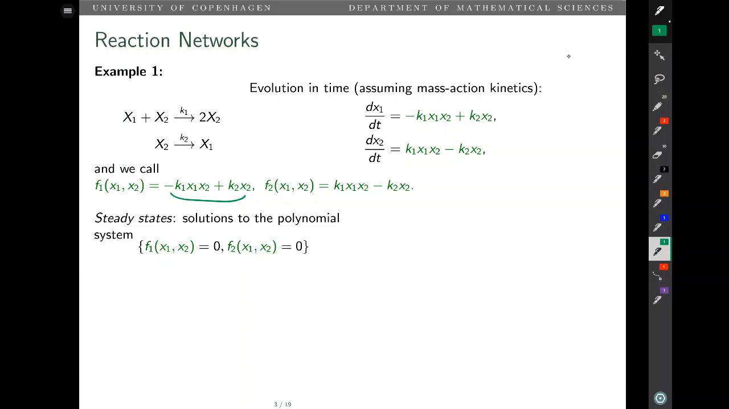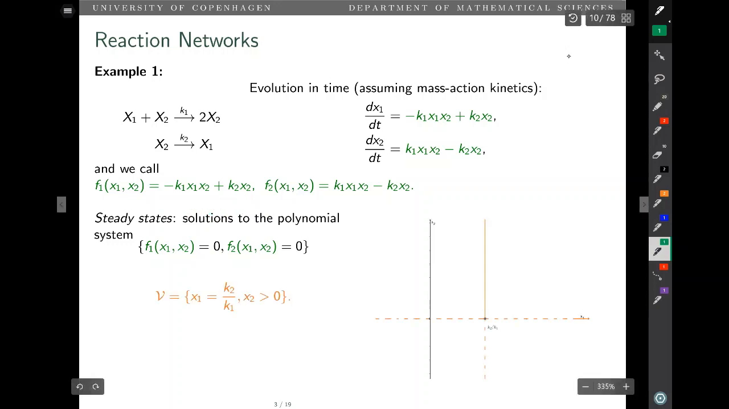I can also factor out x2. And then I have this equivalent polynomial. So what are the positive solutions here? Well, for this to be 0, either x2 is 0, which doesn't give me positive solutions, or the second factor is 0. So if I look at the positive steady states, and I will write the positive steady state variety by this orange D, those will be the points which satisfy these conditions, and that are pictured on the right.